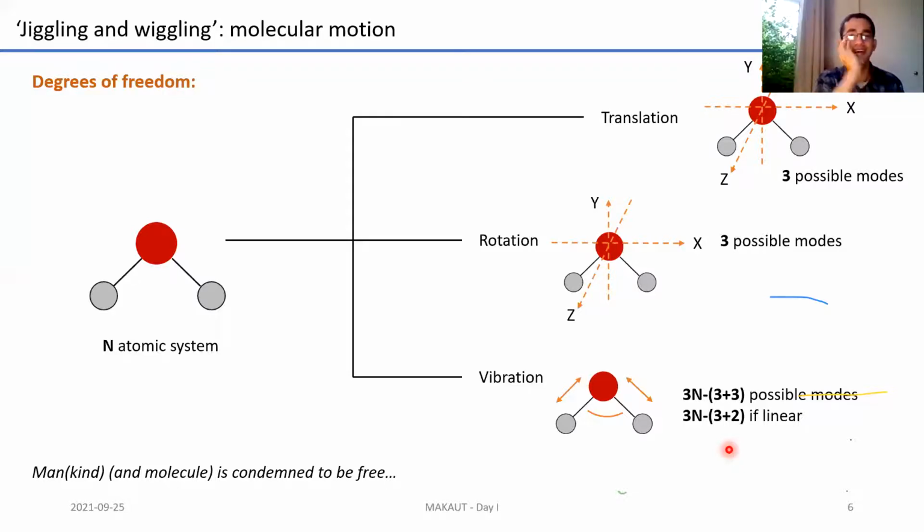So just taking a cheeky pun at one of the common statements in the literature, that mankind as well as molecules are condemned to be free. So we would want to understand what sort of freedom is given to molecules, and using that, we try to understand spectroscopy in general.